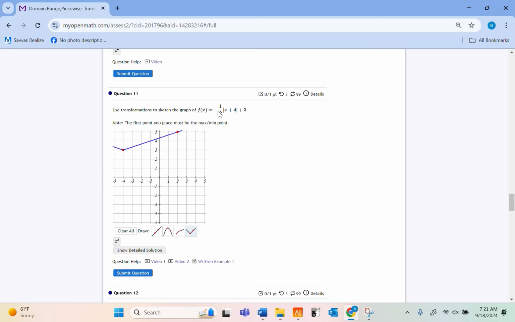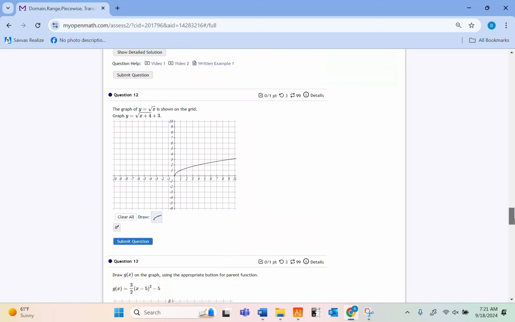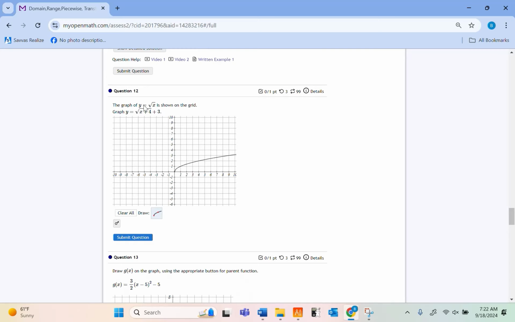Now, the initial slope is negative 1/2. Actually, with absolute value, it doesn't matter. But you're only allowed to fall half a block as you run 1. And let's just check it. Did I get it right? Ah, I got it right. I know what I'm doing. You can trust me. All right, here we have the square root function.